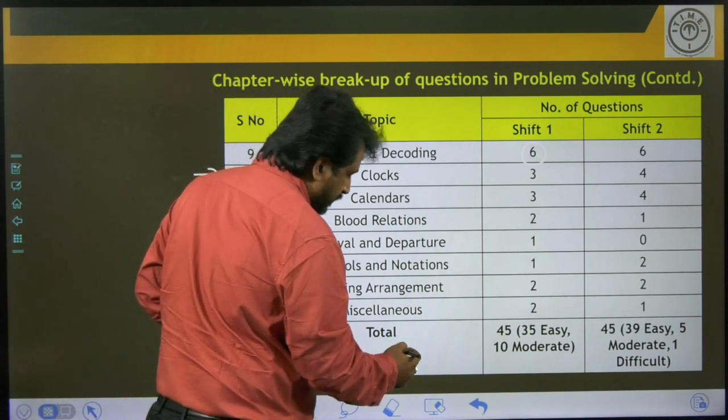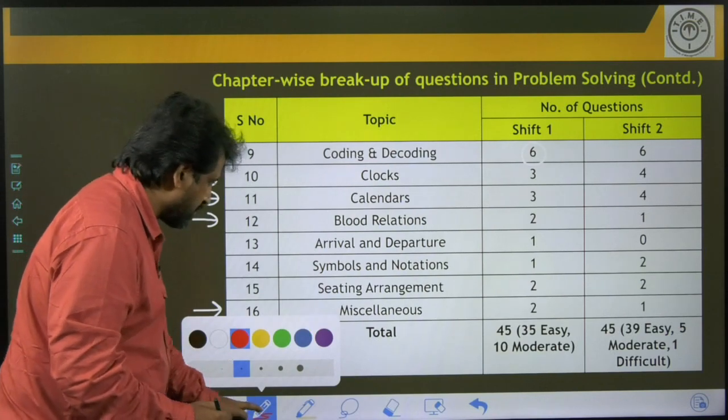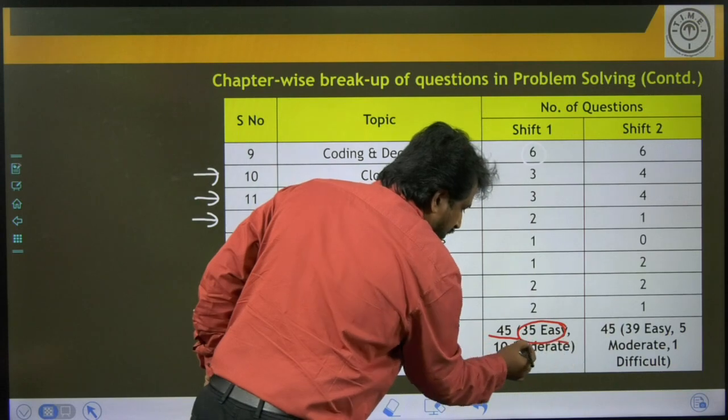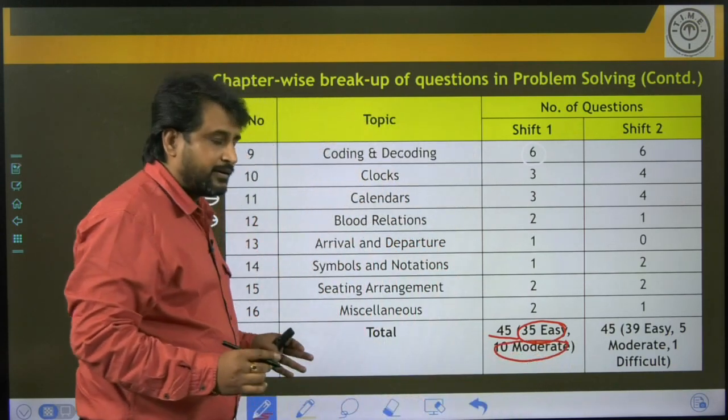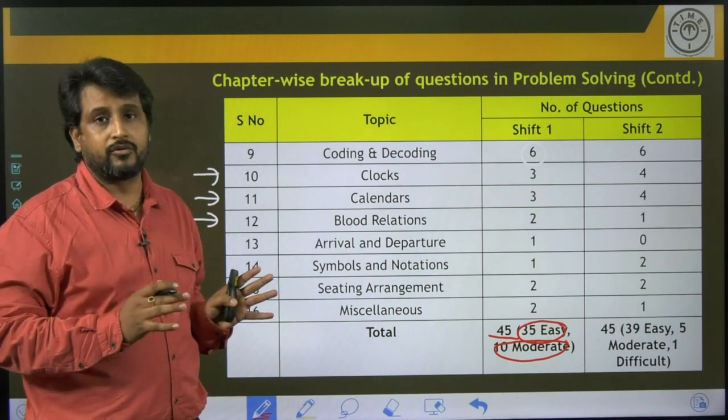Overall, out of these 45 questions, 35 are easy, 10 are moderate, but we can solve those questions. Though they are moderate questions, they are doable questions.